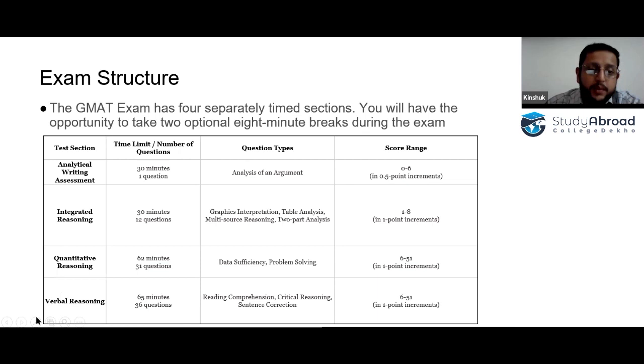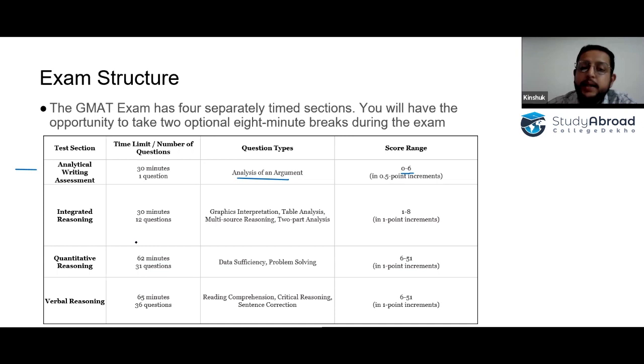All right, now let us understand what is the exam structure of the GMAT in detail. So we have an analytical writing assessment test, right? 30 questions, 1 minute. The type of question is you're supposed to analyze the argument, right? The score increases in a range of 0 to 6. It goes from 0 to 6, and it increases in a 0.5 range. That means you can get a 5, you can get a 5.5, you can get a 6, right? Between 5 to 6, there can be 5.5 only. Why? Because it is a 0.5 point increment.